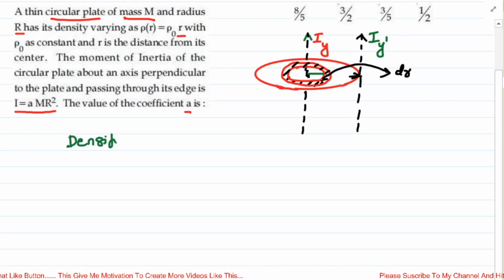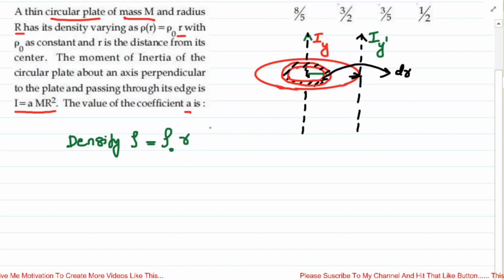Density is given. What is the density given? Density is a variable which is varying with respect to the position r. That means r is the distance from the axis of rotation. That is the axis of rotation. This is the axis of rotation. Okay, right.